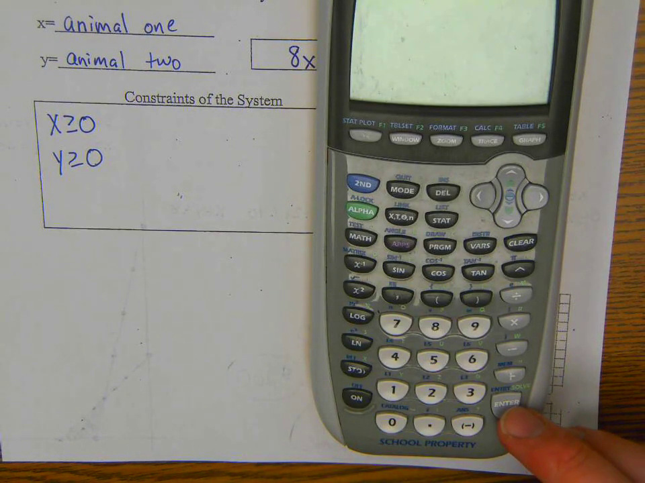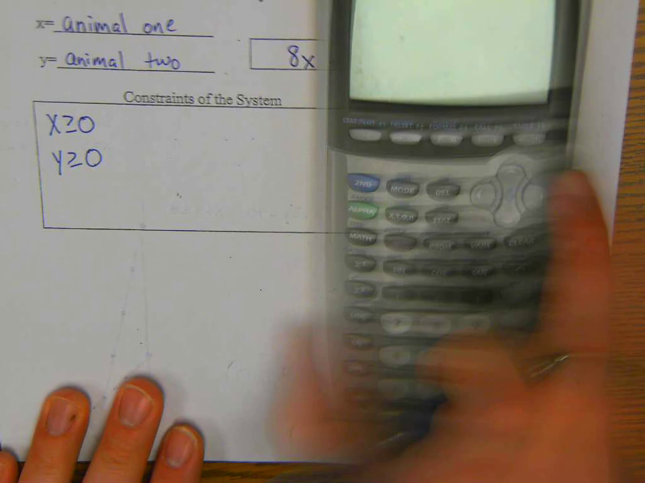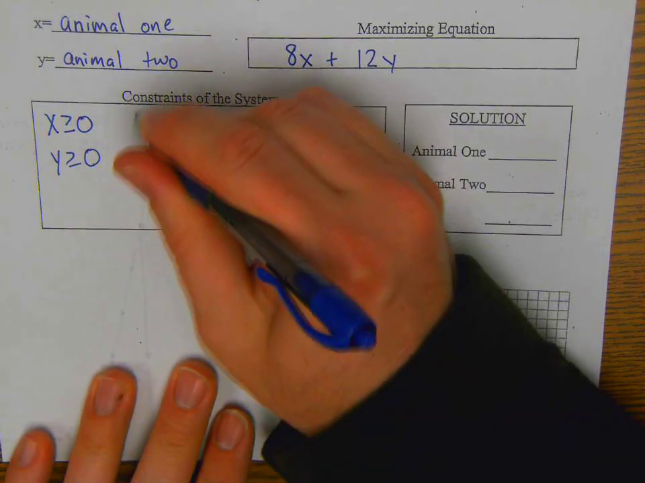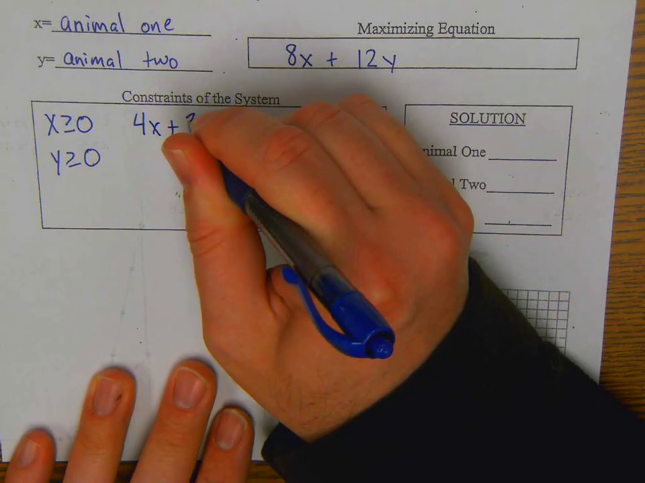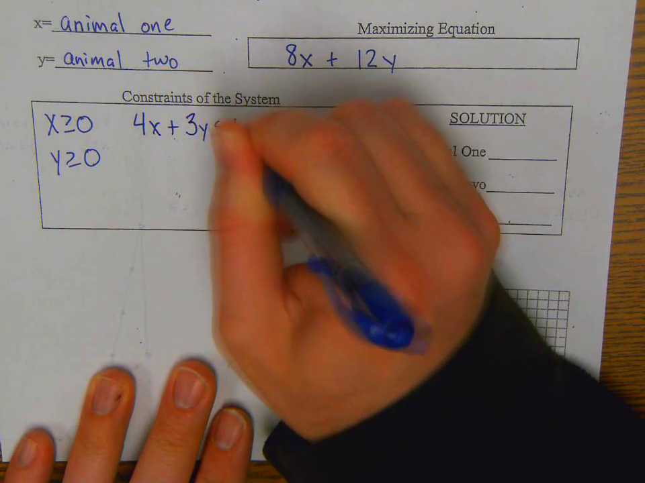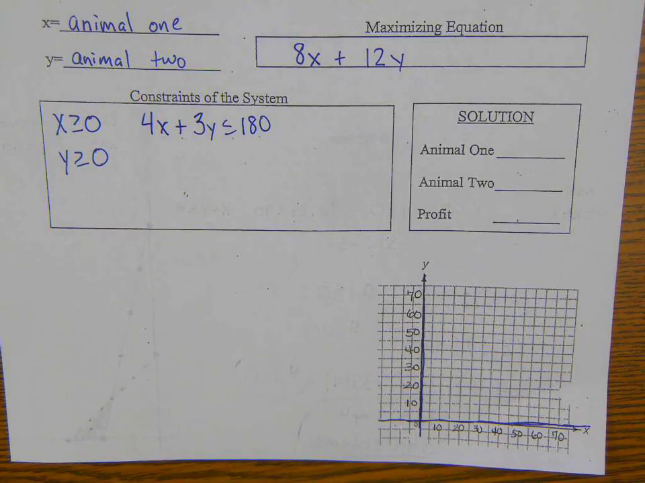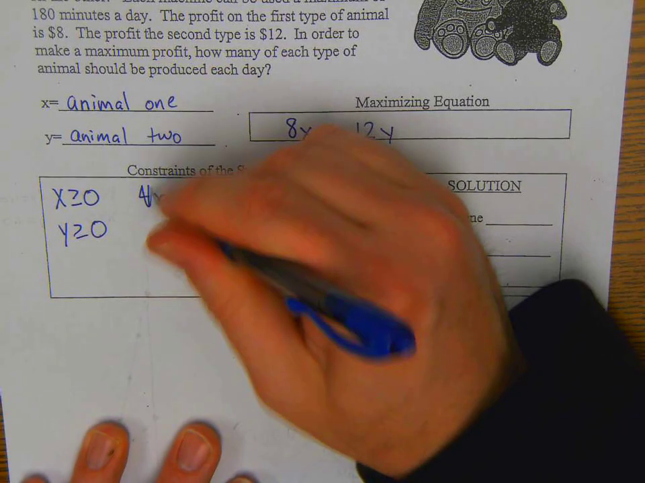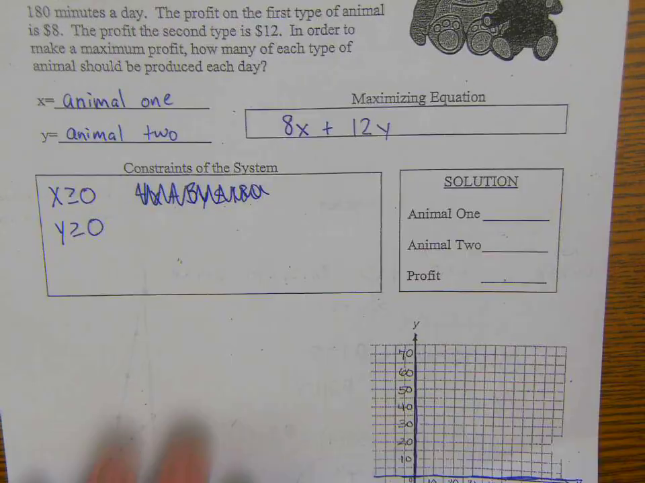How about 24? You want one? 7y. There's not going to be a 7. 4x plus 3y is less than or equal to 180. All right, as I look at this, that is actually not correct. Again, you're on the right track, but that one's not correct. I'll talk about why in a moment.